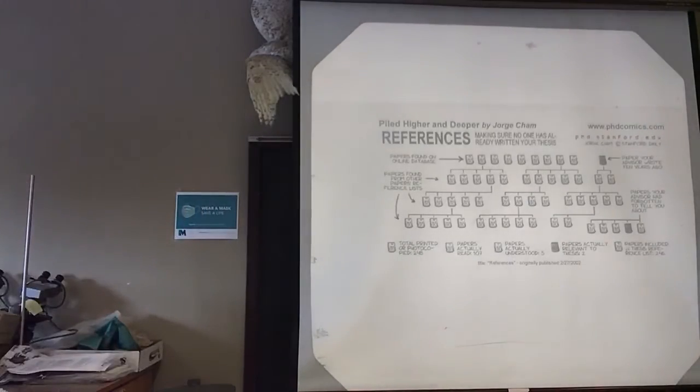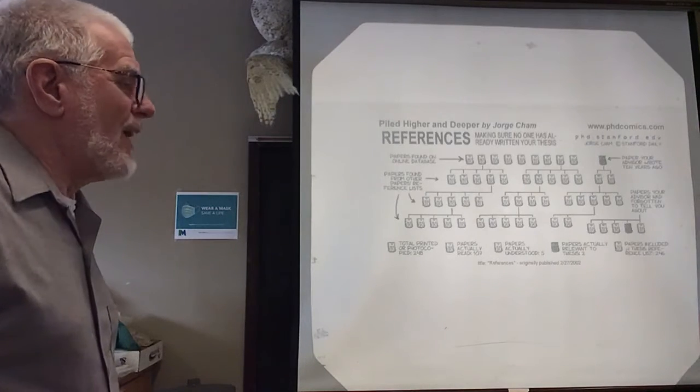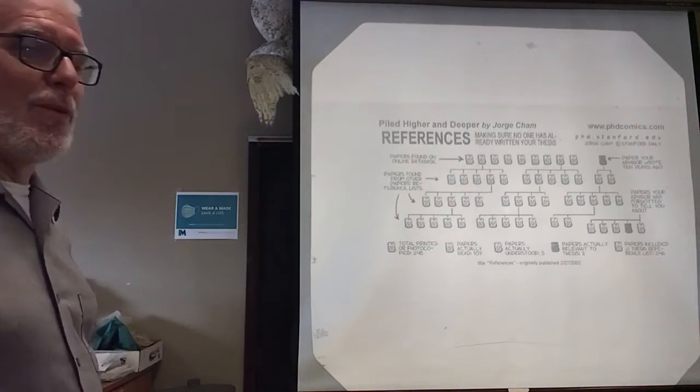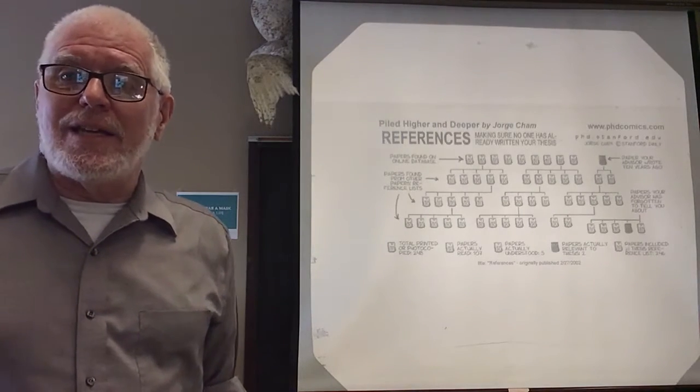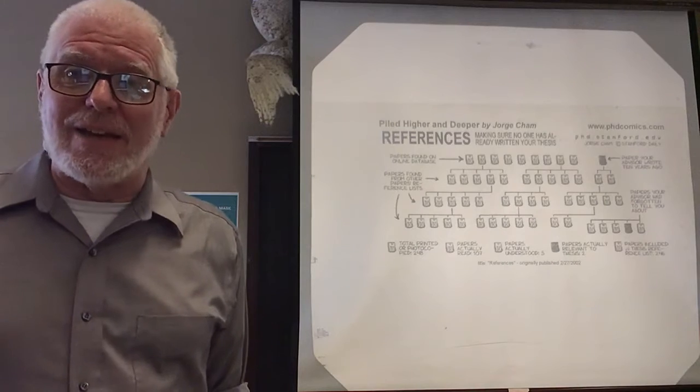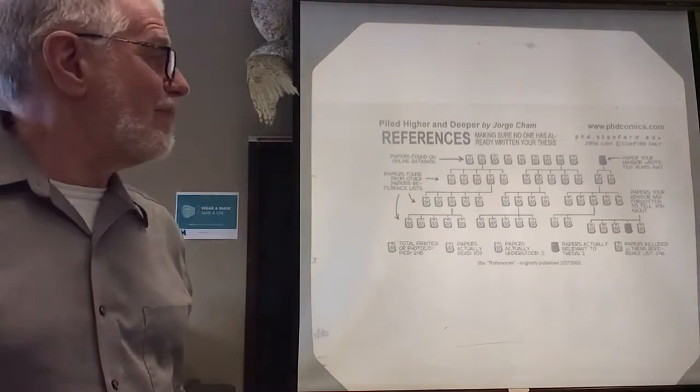Okay, now we're going into chapter 7. When you're doing research, as it says up on top, you're going to put together references. And part of the process is making sure no one has already written your thesis. You want to see what's out there and see whether your idea was had and completed by somebody else.